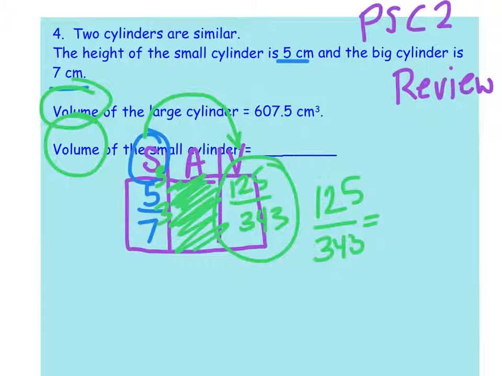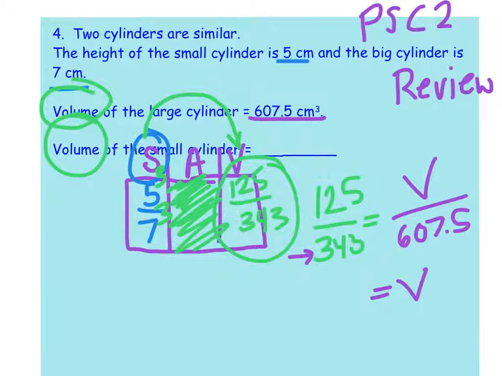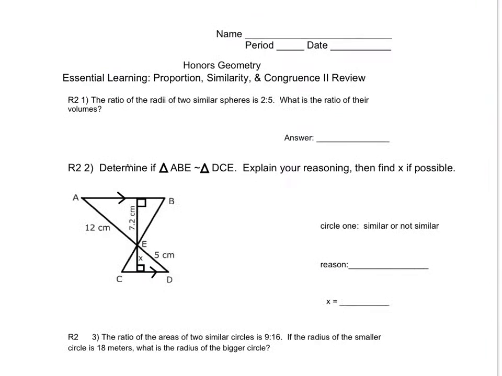Now I know the volume of the large cylinder is right here. And I can see that the bottom is where I'm putting my larger numbers. So I will put the large cylinder here. Cross multiply. That will give you the answer to the volume of the small cylinder. Don't forget to put your label. Now that's exactly the same problem now.